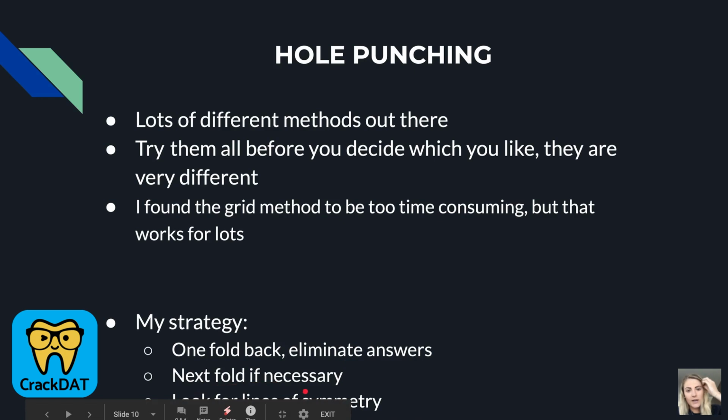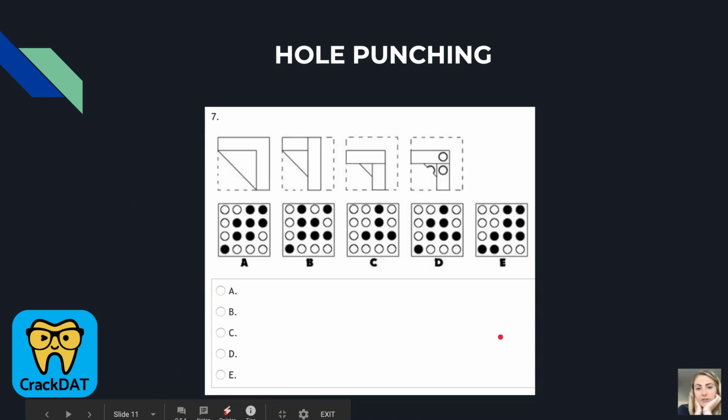Also, look for lines of symmetry. A lot of the times you have big folds like this one or big folds like this one, and you look for whatever I have on this side has to become on this side. So a line of symmetry, for example, for this one would be this triangle, this diagonal. So you go from this to here.